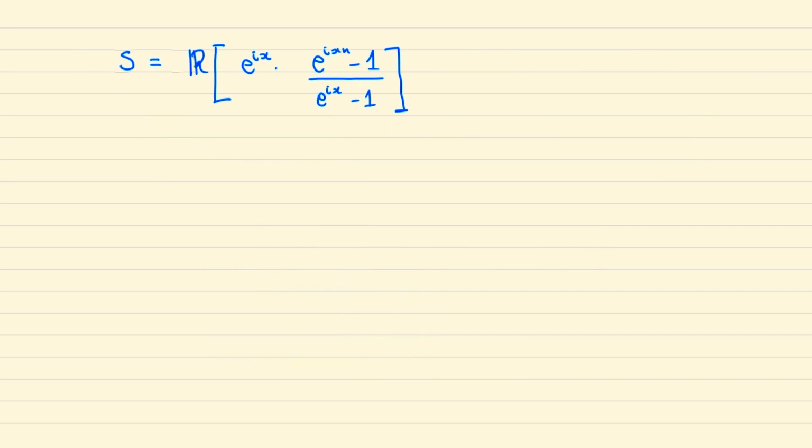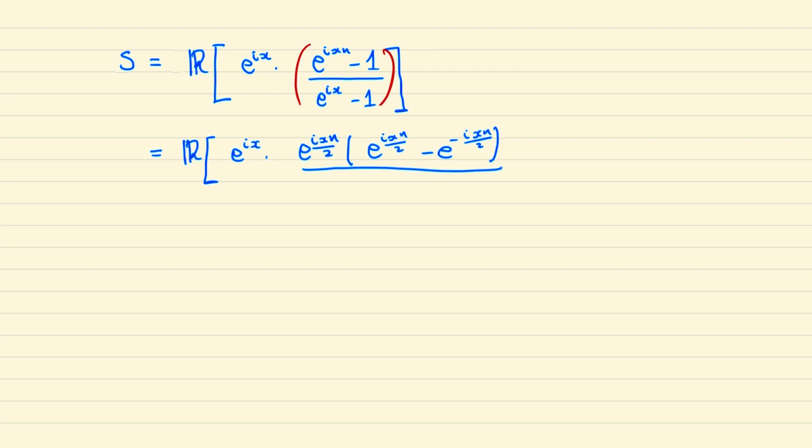And what we'll do now is we'll use a nice little trick on this part here to simplify this to be in a nicer form. And we can do that by taking out a factor of e to the ixn over 2 in the numerator. And we'll take out a factor of e to the ix over 2 from the denominator.